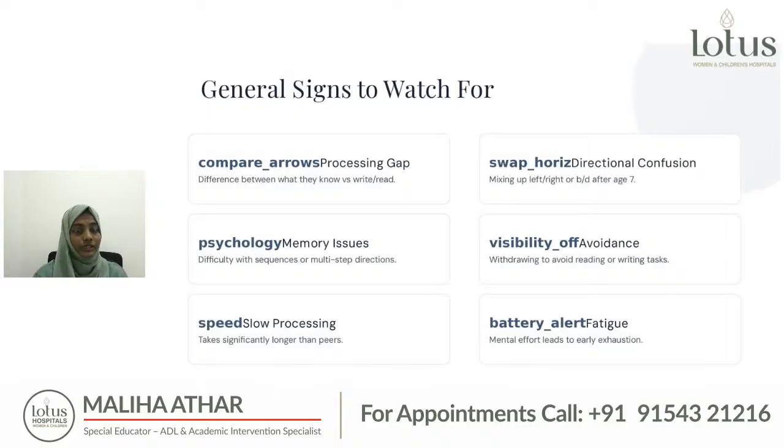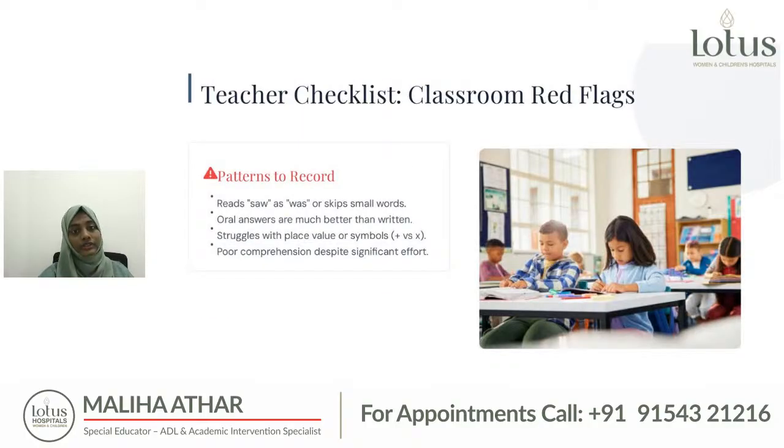They struggle to understand the symbols and how the math is implemented. General signs to watch for to see if the child has SLD: memory issues, a processing gap, directional confusion, awareness, and speed. All these things matter. Teachers, how can you flag children with SLD? Patterns to record: reads saw as was or skips small words, oral answers are much better than writing, struggles with place values or symbols, poor comprehension.